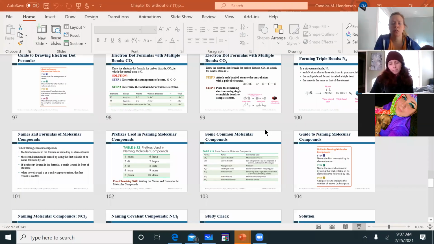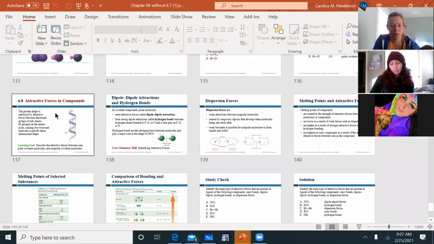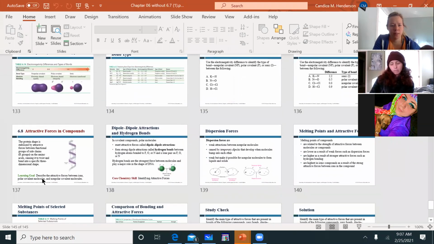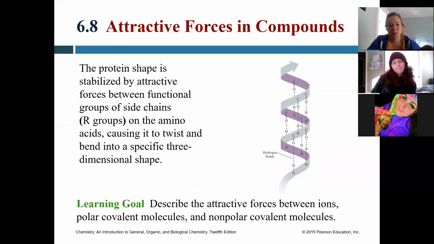Let's see how we need to go over that. So we skip 6.7 in this chapter. You don't do 6.7, which is all the shapes. But we do want to talk about attractive forces within a compound.